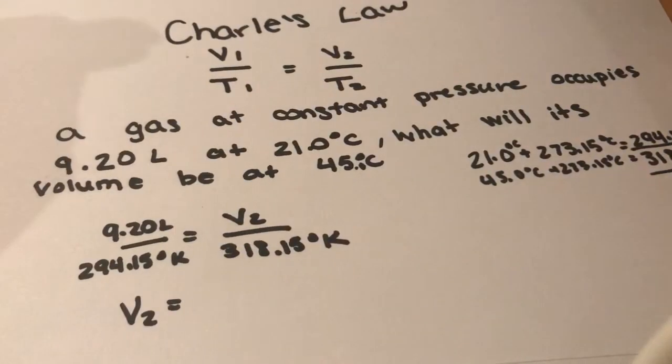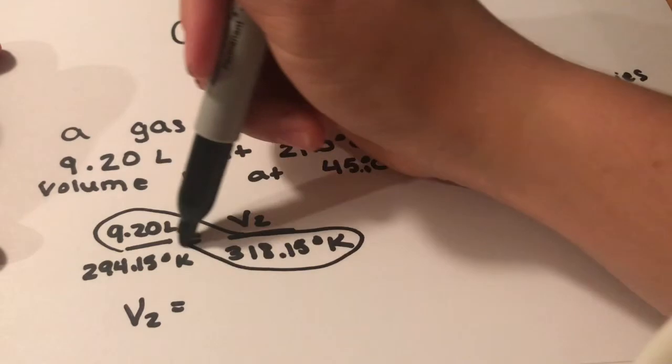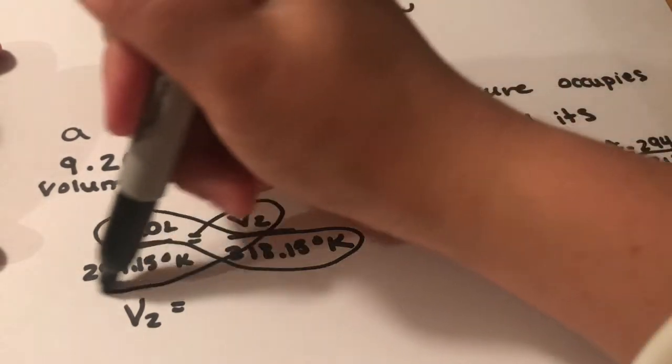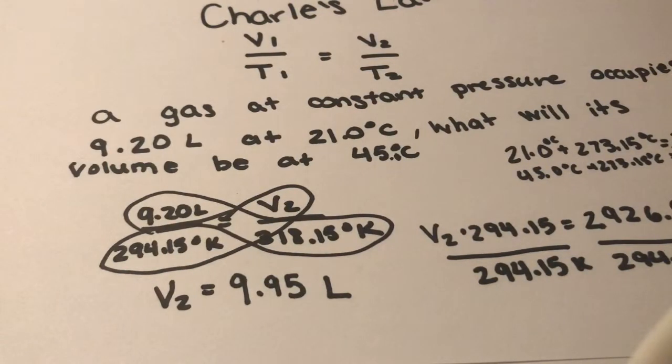To make it easier to do out, you can multiply it through a butterfly way, which would be multiplying these two values by these two values. When simplified, the answer is 9.95 liters. In this problem, temperature increased from 21 to 45 degrees Celsius. Then the volume increased from 9.20 to 9.95 liters. This makes sense because of the direct relationship between volume and temperature.